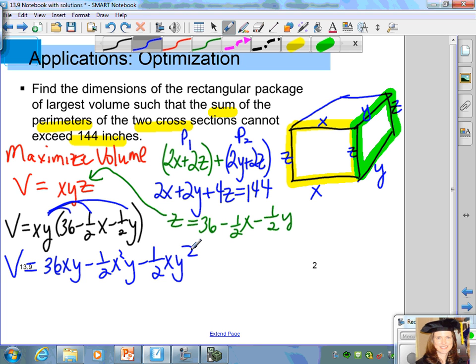Now we can take the partial derivative of this with respect to x and with respect to y. The partial derivative with respect to x is where you treat x as a variable and y as a constant. We get 36y minus 1/2 x squared minus xy.